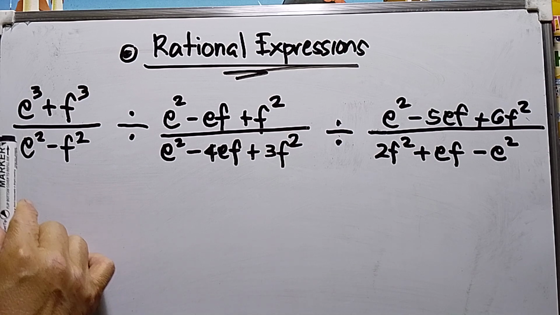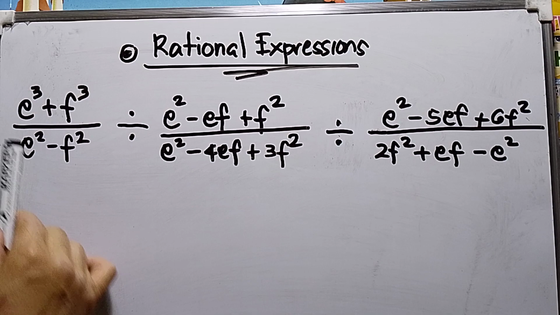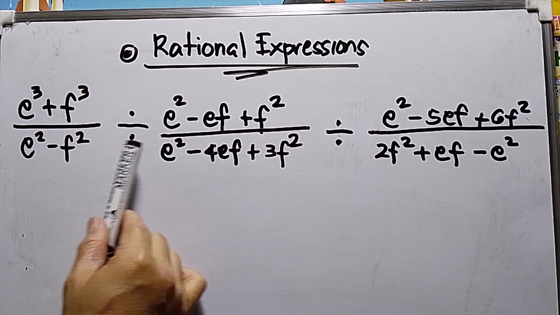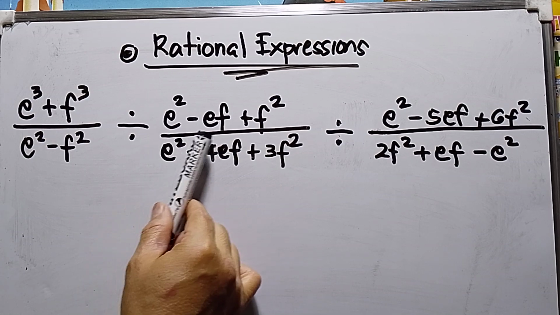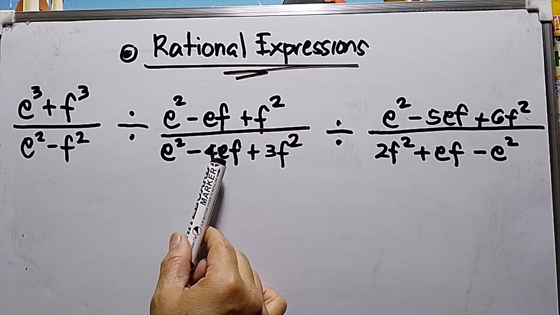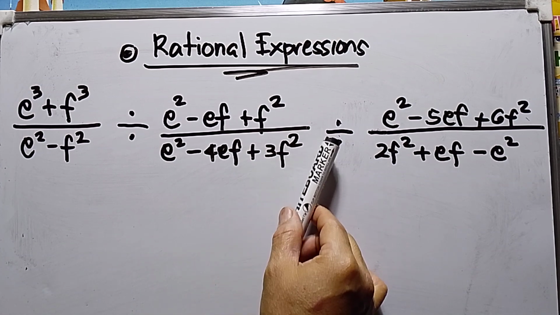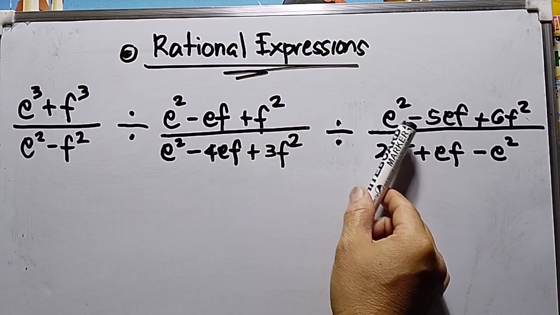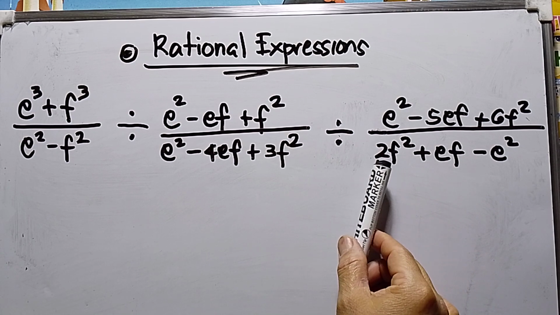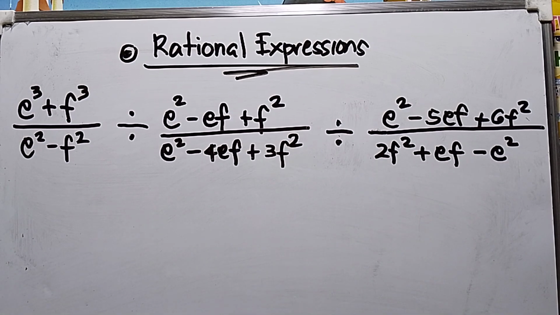So I have here e raised to the third power plus f raised to the third power over e squared minus f squared, divided by e squared minus ef plus f squared over e squared minus 4ef plus 3f squared, divided again by e squared minus 5ef plus 6f squared over 2f squared plus ef minus e squared.